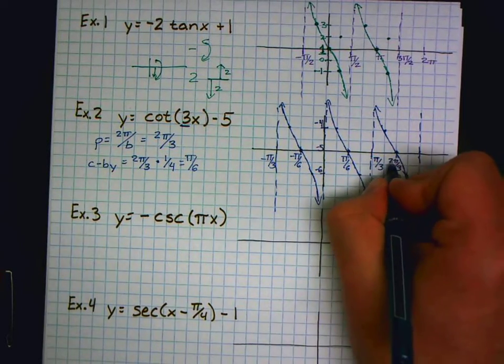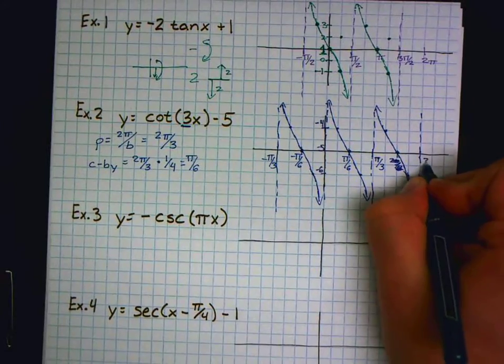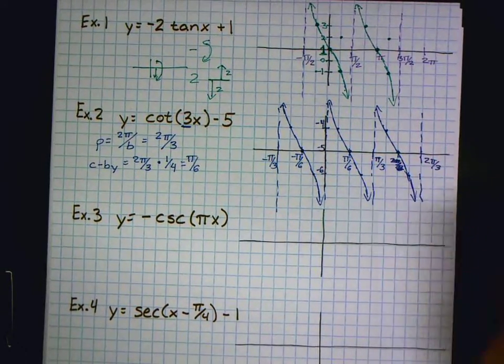Oh, I labeled the wrong mark. That shouldn't be 2 pi over 3. This should be 2 pi over 3. Yeah.